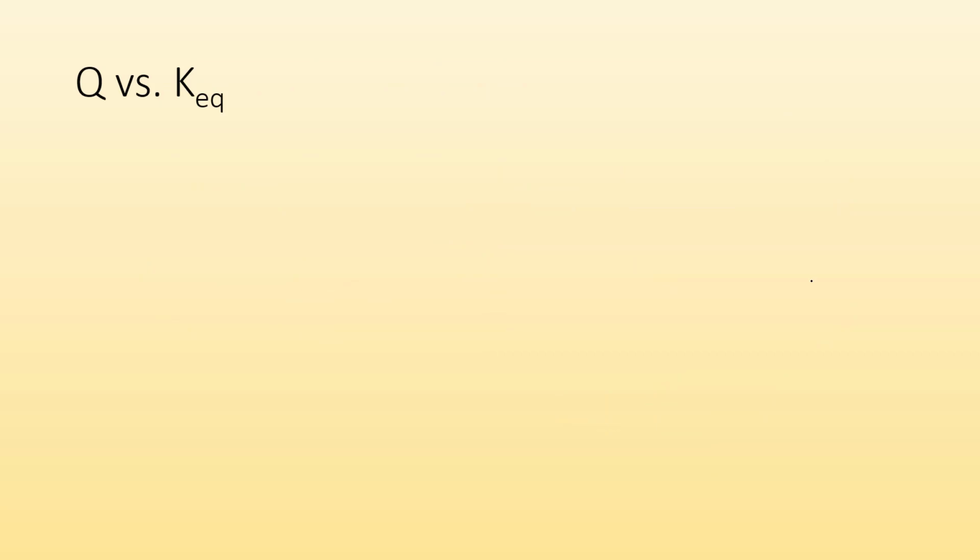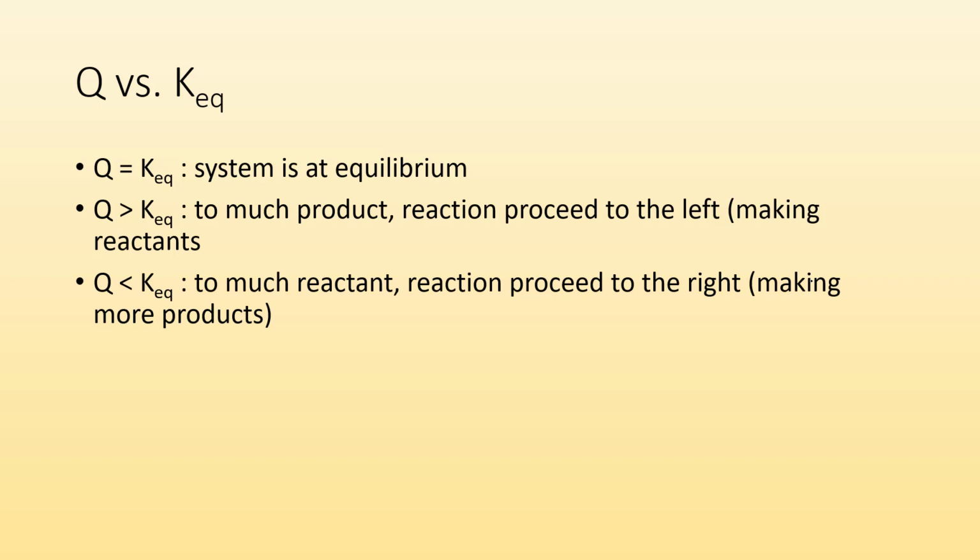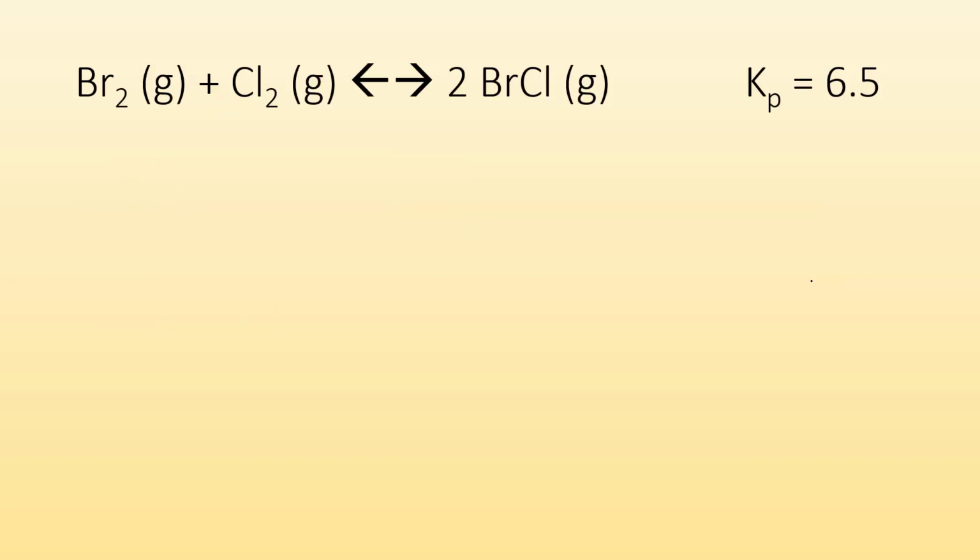So Q versus KEQ, to summarize: if Q is equal to KEQ, the system's at equilibrium. If Q is greater than KEQ, you've got too much product. The reaction will proceed to the left, making reactants. And if Q is less than KEQ, too much reactant, the reaction proceeds to the right, making more products.